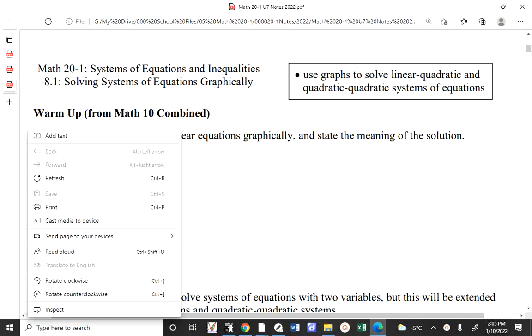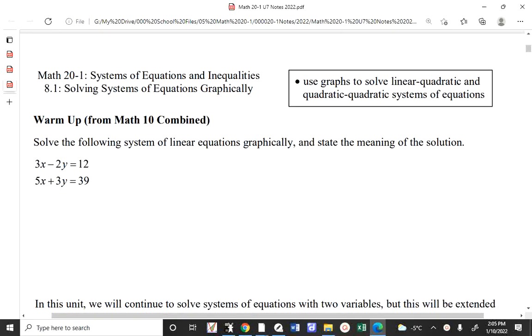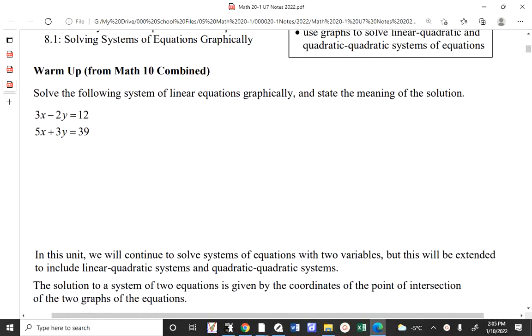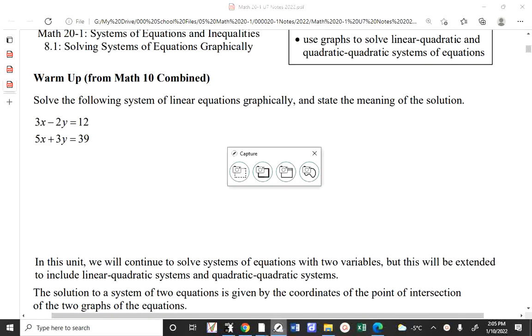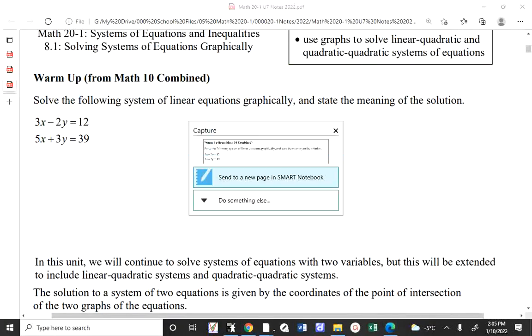Unfortunately, I saved my lesson this morning, but I didn't save it, so it got lost somehow. So I'm just going to be working off of this PDF document. The first lesson is dealing with solving systems of equations graphically, which you already know how to do. So as a warm-up, we're going to solve this system of linear equations that you knew how to do in Math 10 graphically.